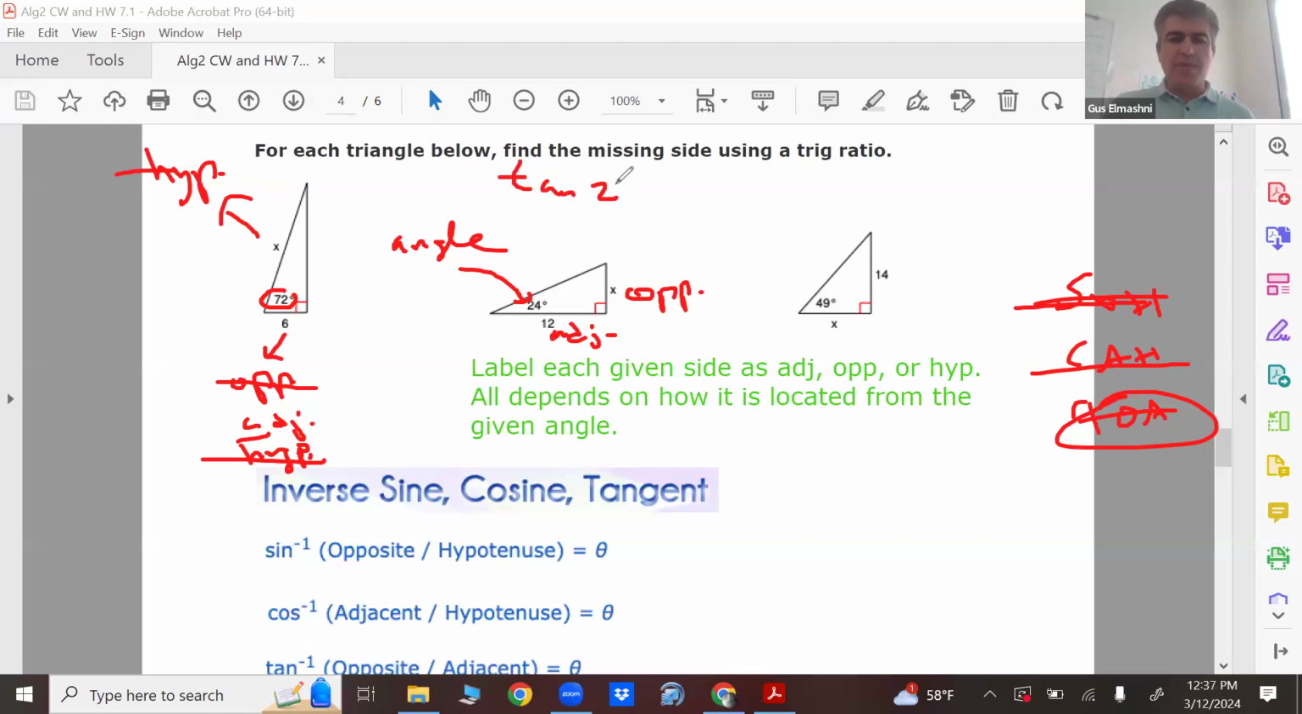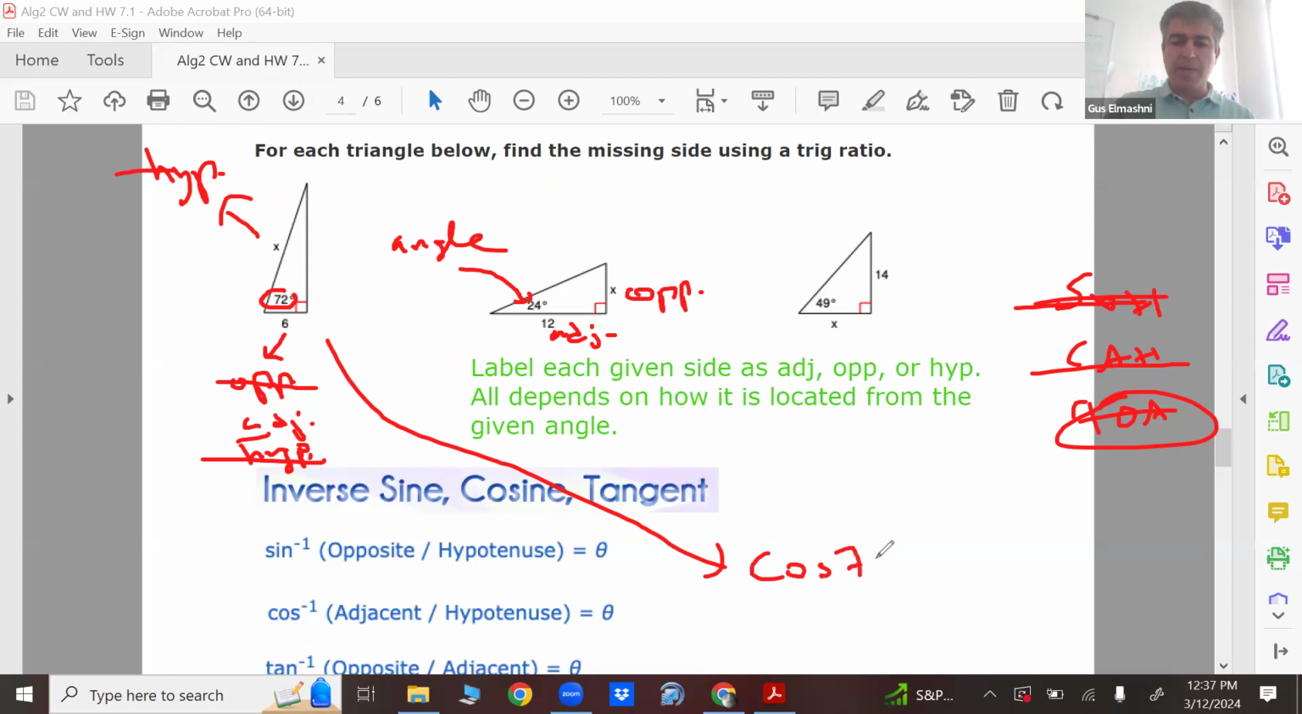Oh, I didn't solve the first one. I'm sorry. Let me go back. My apologies. I didn't solve the first one. I got ahead of myself. So how do I set it up now? My apologies. Totally, that was crazy. I just got so carried away defining the stuff in green. Cosine 72 degrees equals what? Yeah, 6 over x. Thank you, Monsignor. Thank you, Alex. And then multiply both sides by x.